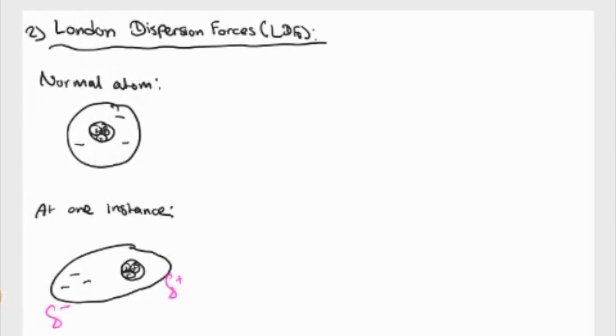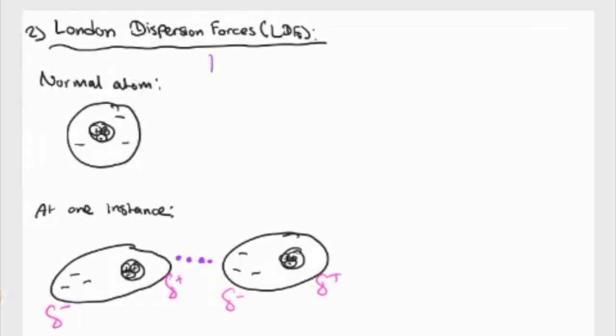Since there's this one moment where it's positive and negative for one atom, it can also distort the appearance of another atom as the electrons repel each other, which causes another atom to have an induced dipole. So there would be another atom here where there's partially negative and partially positive charge, and this leads to an electrostatic attraction between the two molecules, which is represented by the dots. Since positive attracts negative, this electrostatic attraction is called London dispersion force.